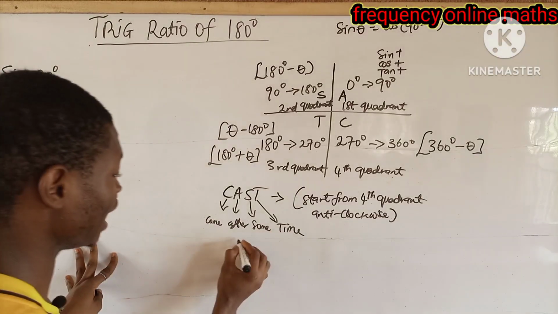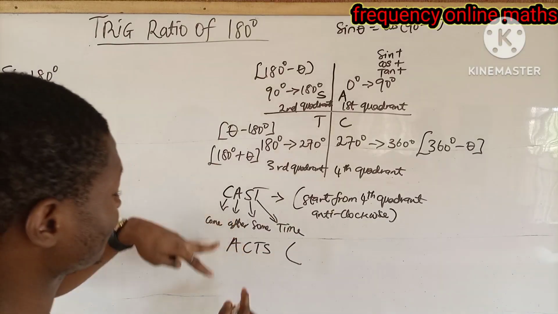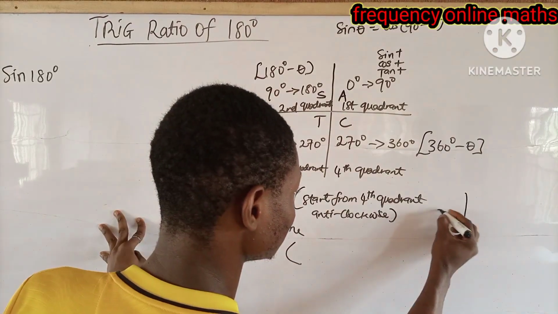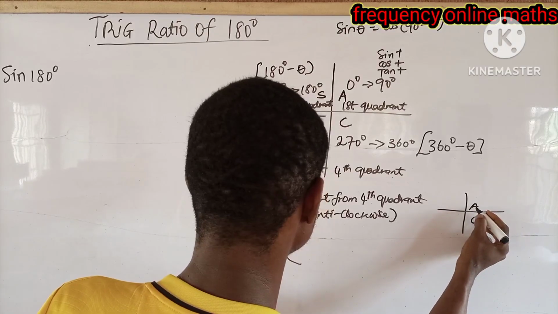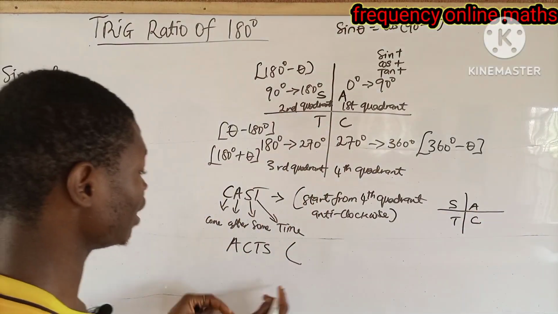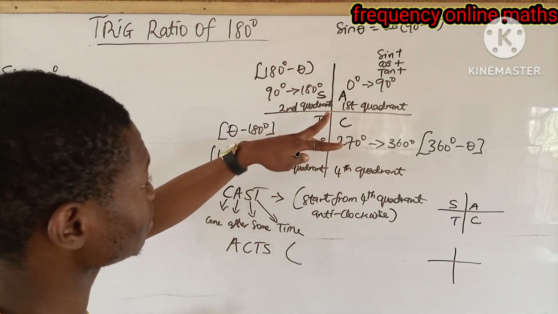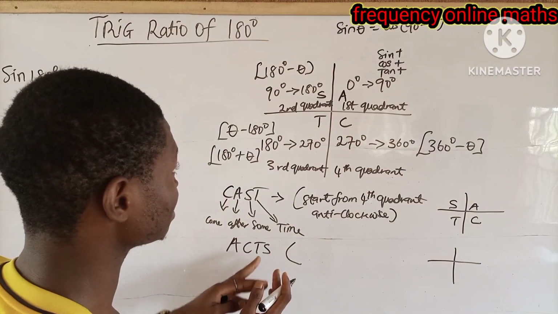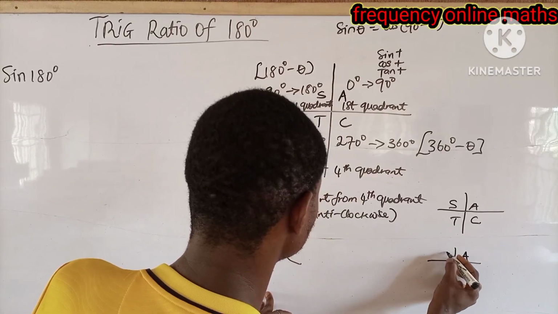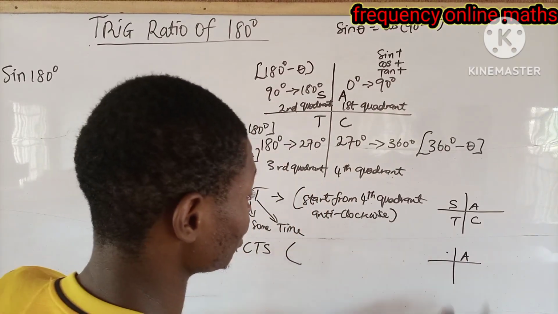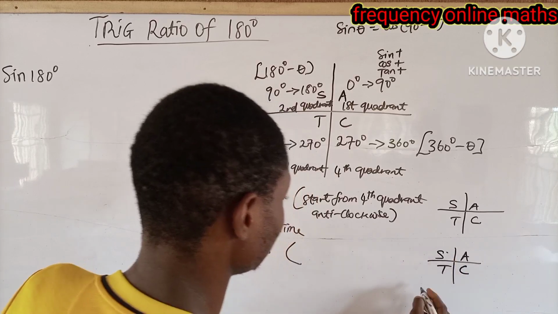There's another one we call ACAST. It starts from where? Okay, we can just draw the quadrant on this one to show you how it starts. From the fourth quadrant, anti-clockwise, going like this: A, C, A, S, T. Now we have another one. Let's draw it. It starts from the first quadrant, anti-clockwise. No, it starts from the first quadrant, sorry, clockwise. A, C, T, S. Are you seeing it?